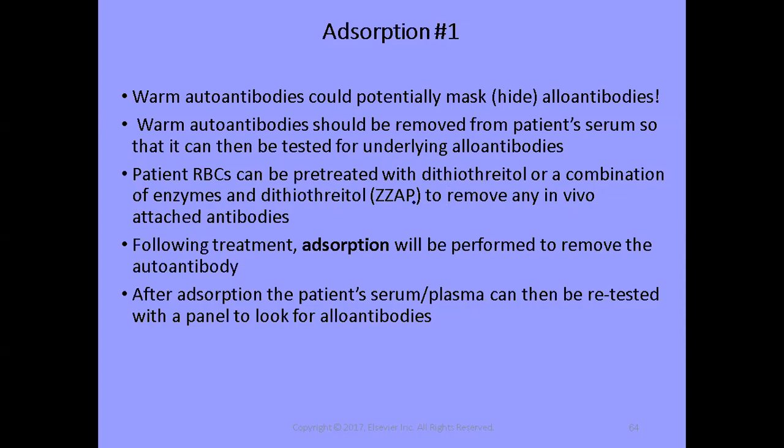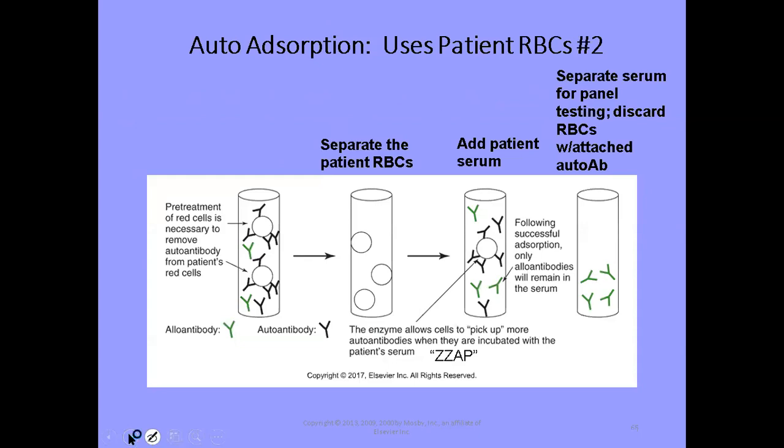After we treat with the ZZAP, we're going to go through an adsorption, okay, to remove the autoantibody. And we're going to look at a slide of this in a minute, which is going to help. And then following the adsorption, the autoantibody would no longer be in this patient's serum or plasma. We're going to retest the panel to look for our alloantibodies. So that is the concept. Let's look at a picture. The picture's going to help with this one. Trust me on this.